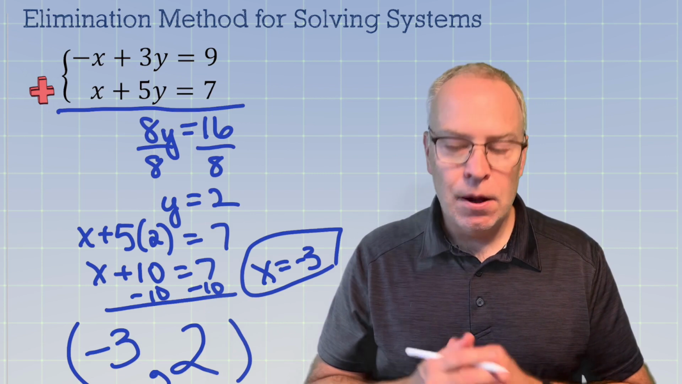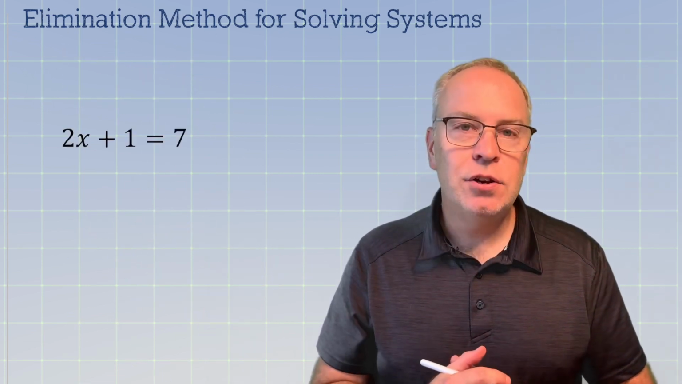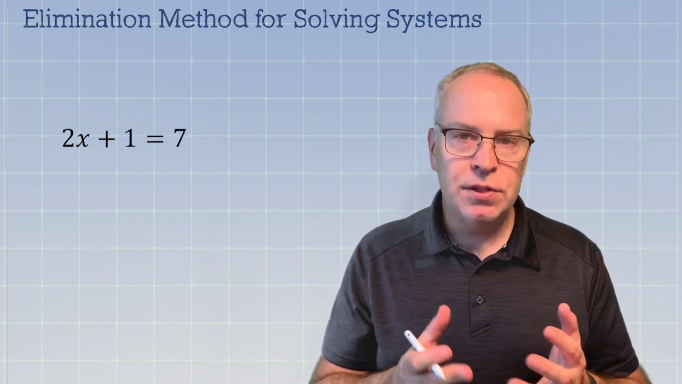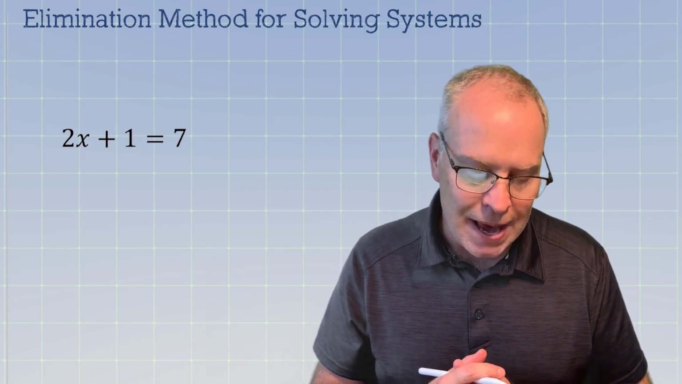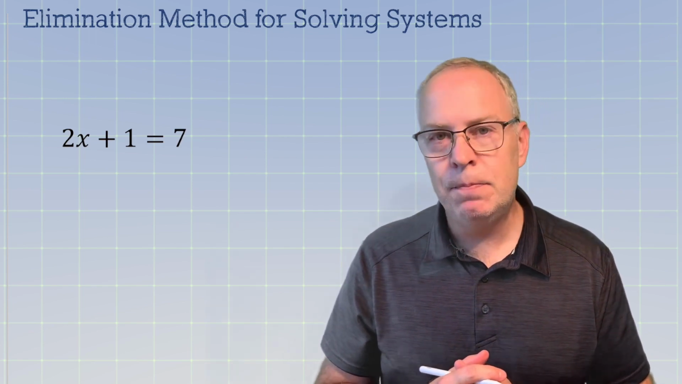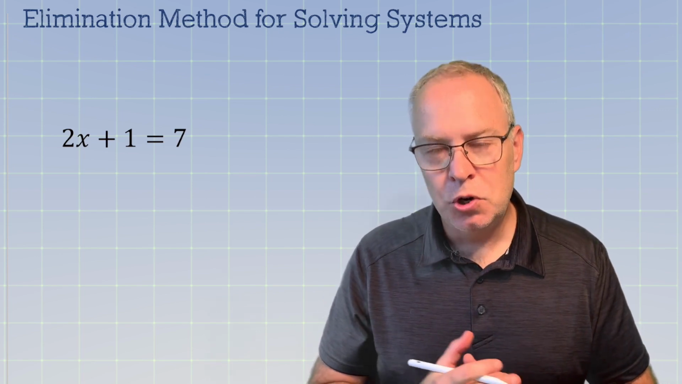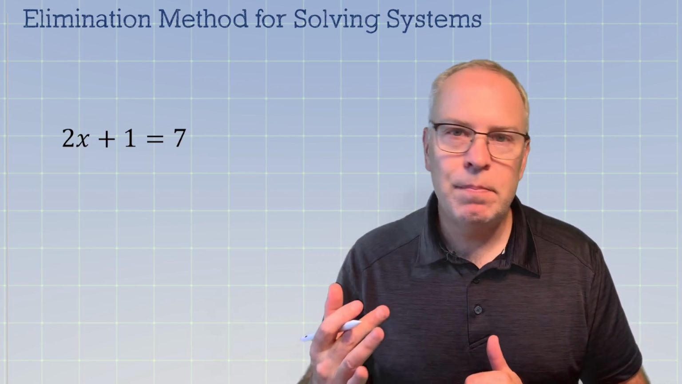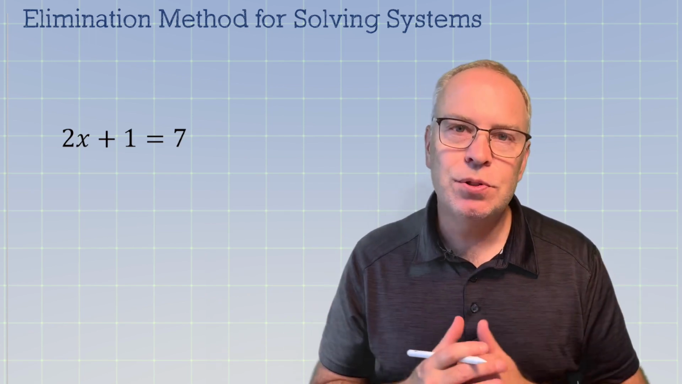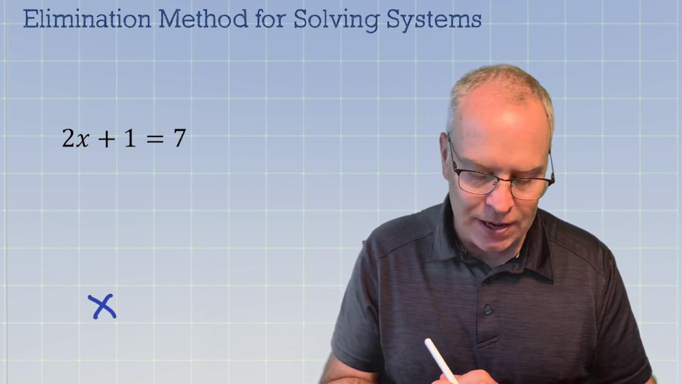Now, before we get to the third example, I need to talk to you about something. Take a look at this simple linear equation. 2x plus 1 equals 7. What's the answer here? What does x equal? So you're imagining yourself minusing 1 on both sides, divide by 2. X equals 3, right? X equals 3 is the answer.